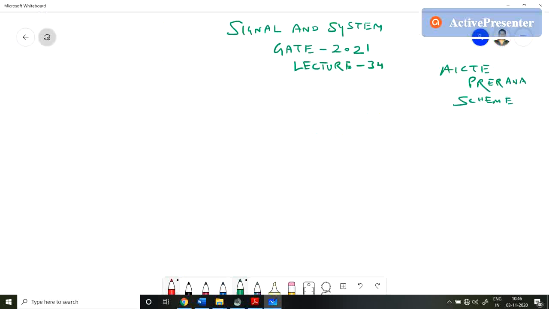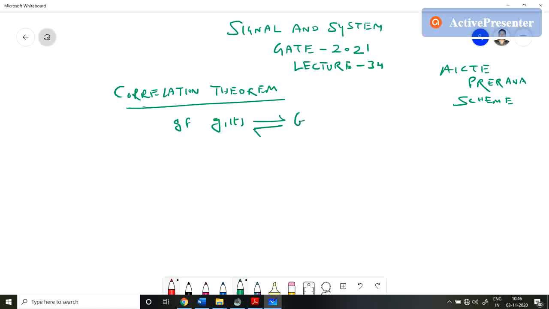Welcome to GATE class. So today we are going to start with the correlation theorem. According to this theorem, if G1(t) has Fourier transform G1(f) and G2(t) has Fourier transform G2(f), and also we are assuming that G1 and G2 are complex valued.